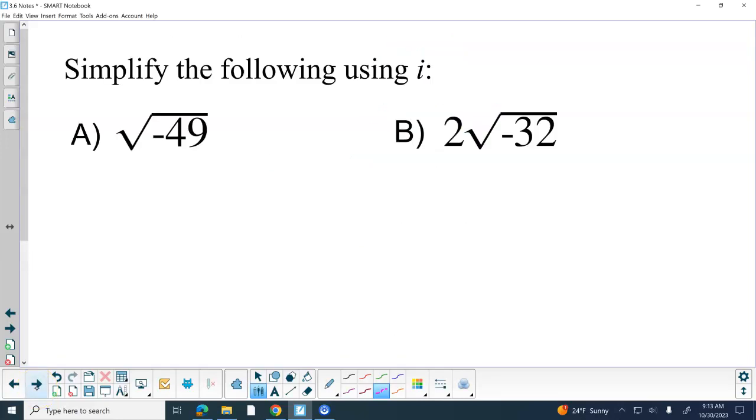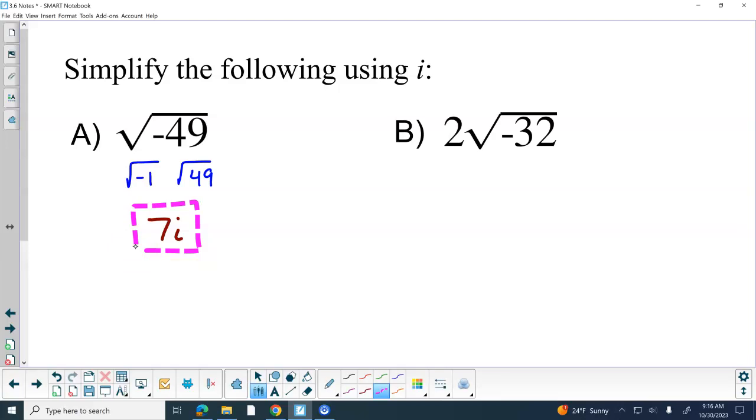Okay? So with that being said, what I would like you to do now is simplify those two, please. So this would be the square root of -1 times the square root of 49, which would end up being 7i. Questions on that first one?